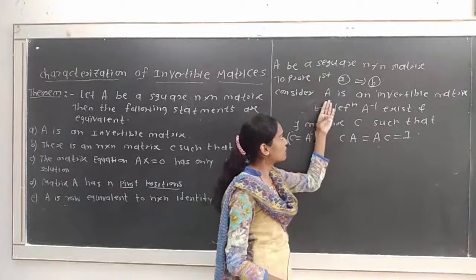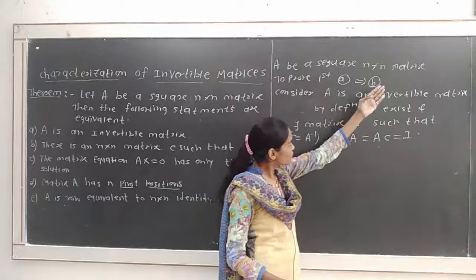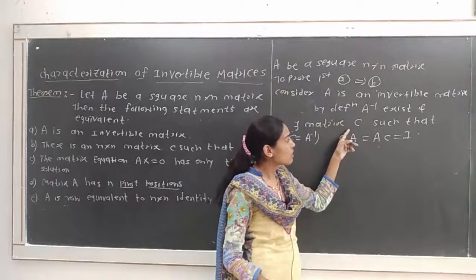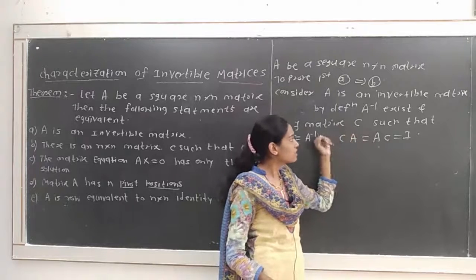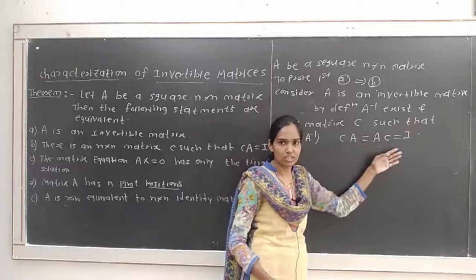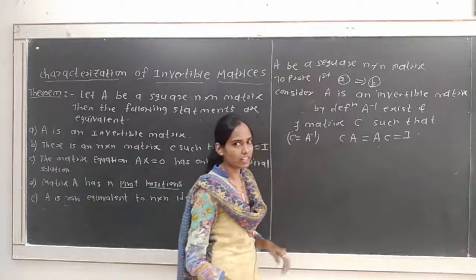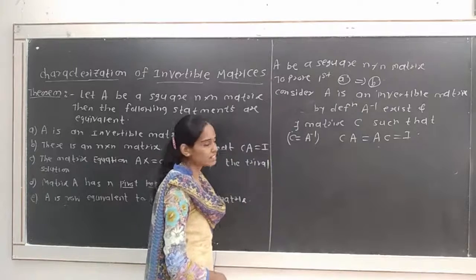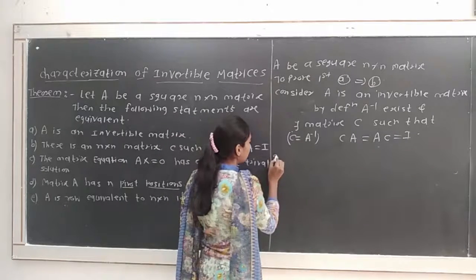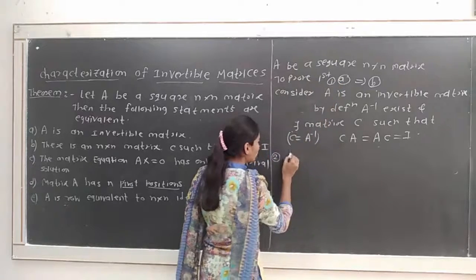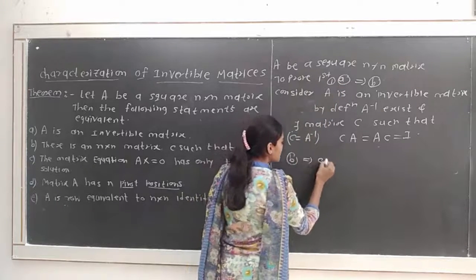Given that A is an n cross n invertible matrix, there exists a matrix C, also of order n cross n, such that C into A is equal to A into C is equal to I, the identity matrix. In this way we can prove A implies B. Then second, we have to prove B implies C.